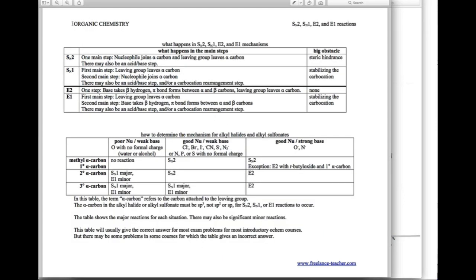Remember, here is a handout that contains this important table. You can find a link to this handout in the video description box. And remember that this handout also contains important information that summarizes what happens in SN2, summarizes what happens in SN1, summarizes what happens in E2, and also summarizes what happens in E1, though we haven't discussed that yet.